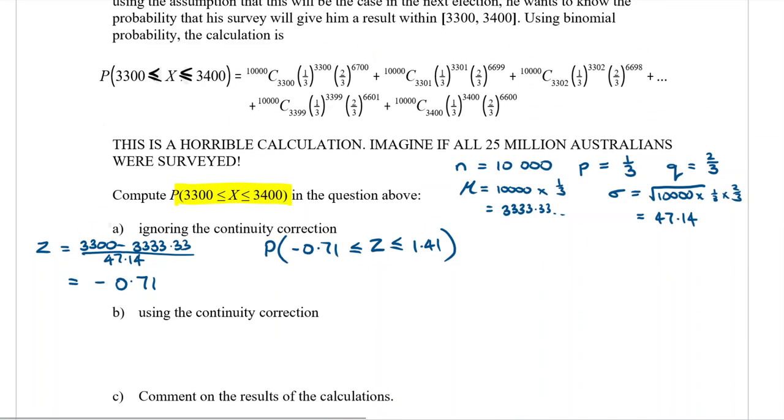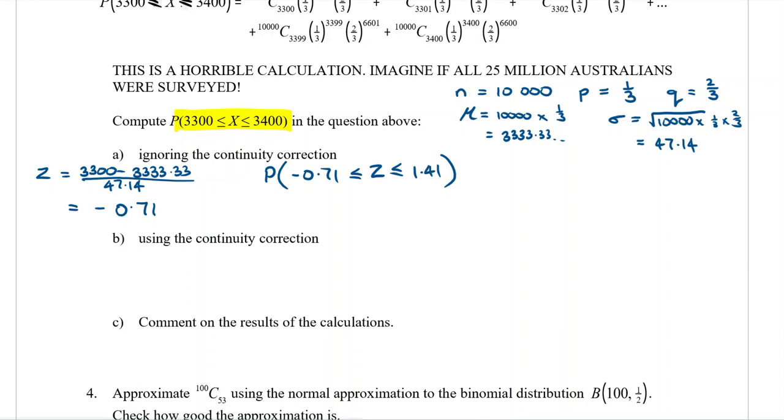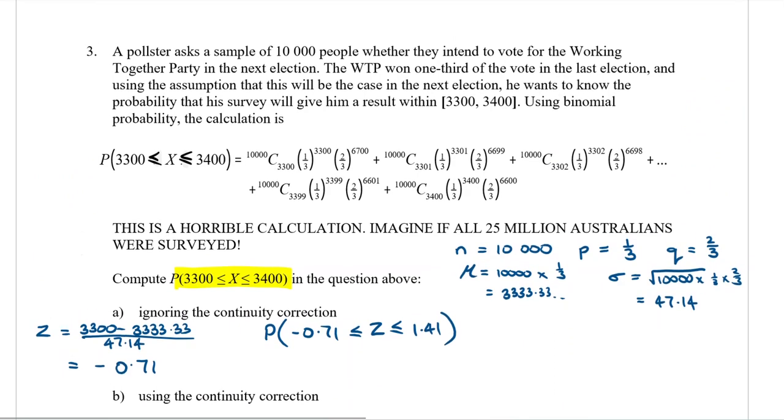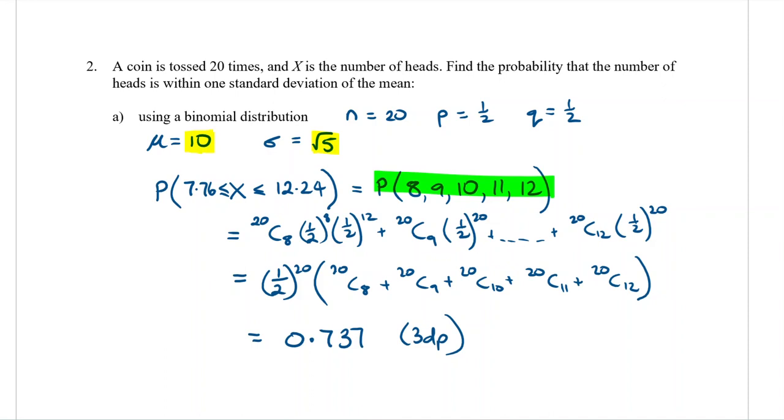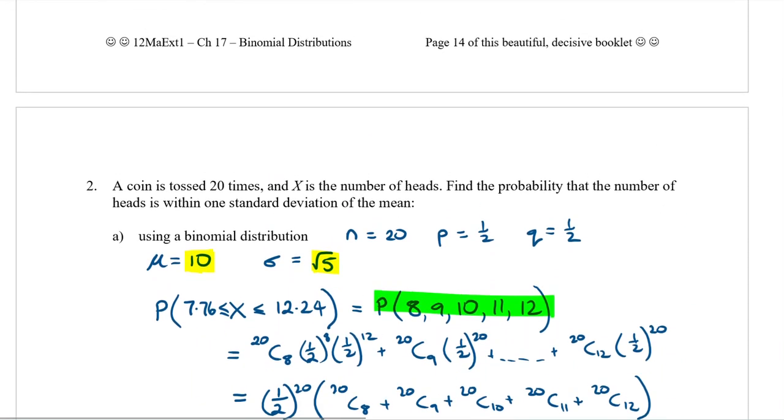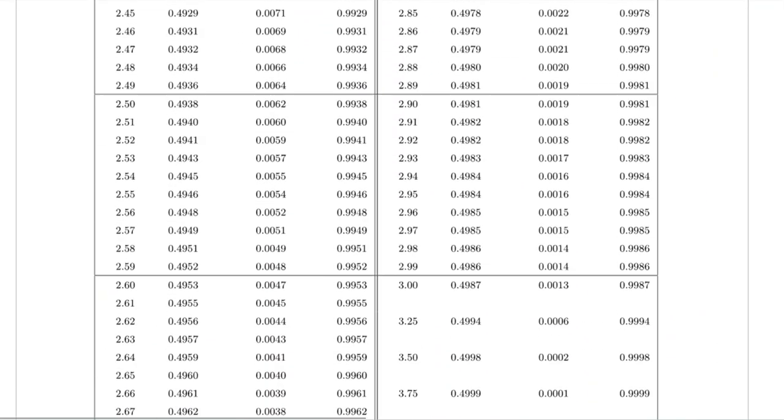So let's go back. You do the z-score again. I just didn't have room to write it. You just change the 3,300 to be 3,400 for the second number, and you get that second number there. Okay. All right, let's go to our table. I need 0.71.